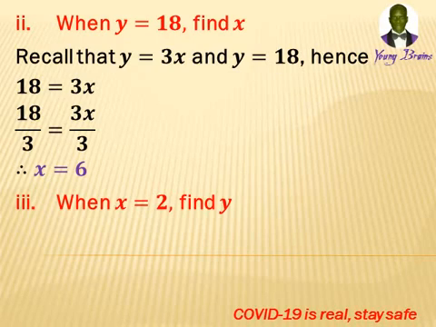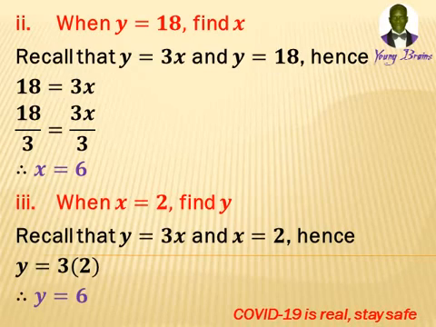Roman figure 3. Find y when x equals 2. We also recall the relationship between x and y as y equals 3x. We put in the value of x as 2 in order to find our y. So we have y equals 3 times 2, which is the value of x, giving us y equals 6. So the answer is y equals 6.